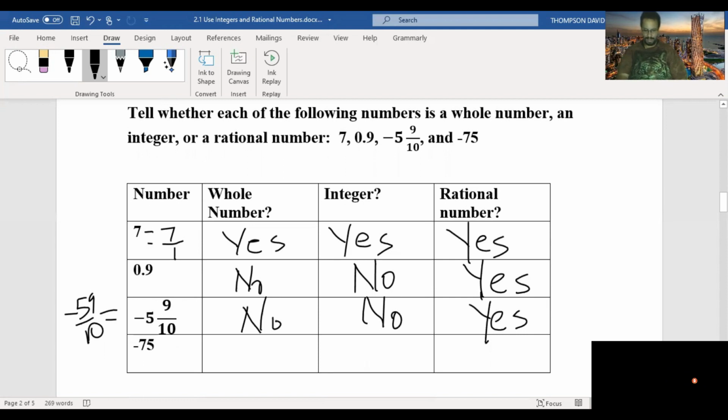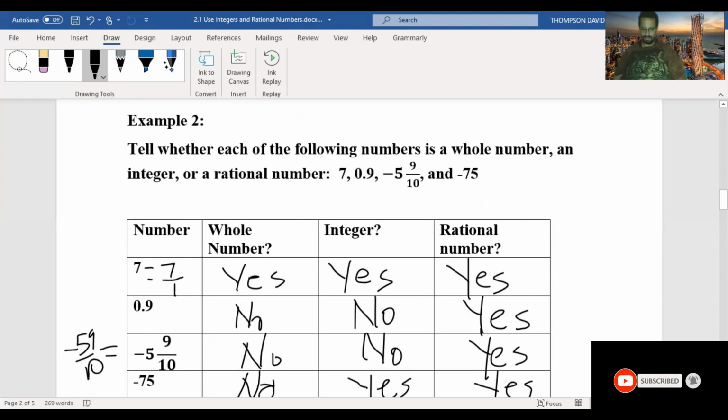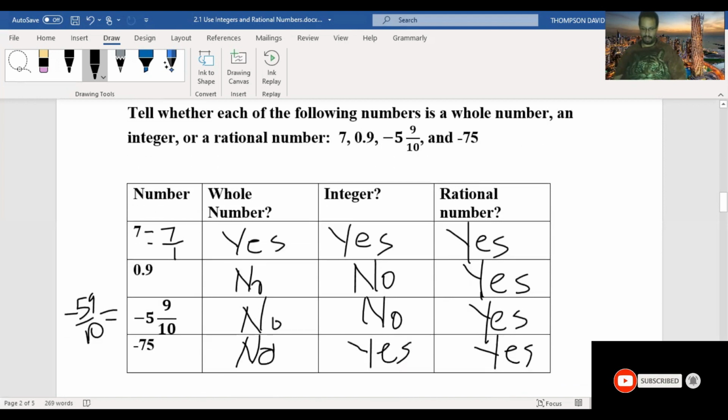Last one, -75. Is it a whole number? No, because it's not a 0, 1, 2, or 3. Is it an integer? Yes. Is it a rational number? Yes. And that completes our table of telling whether a number is a rational number, an integer, or a whole number for a few examples.